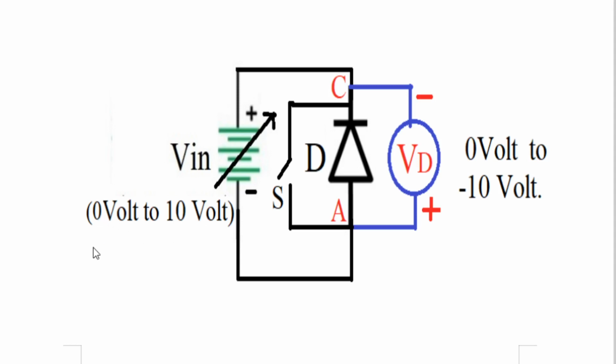So here it starts from 0, 0.1, 0.2, 0.3, and then it comes to 1, 2, 3, 4, like that up to 10. Anyway, the diode is non-conducting only because it is reverse biased. Therefore, whatever voltage you apply, the same voltage will be measured by this voltmeter.